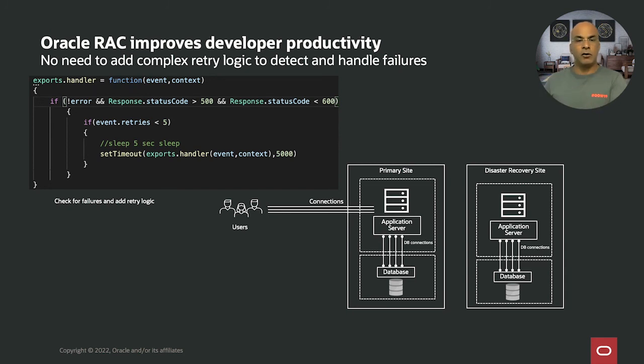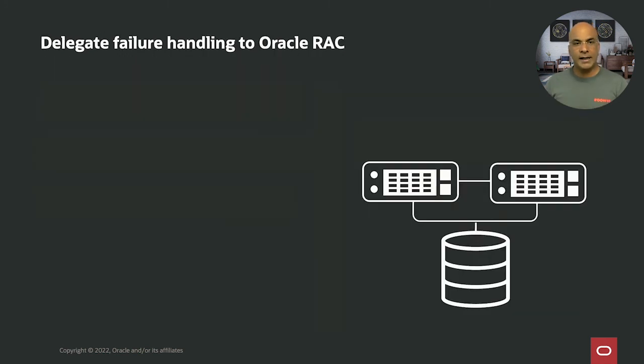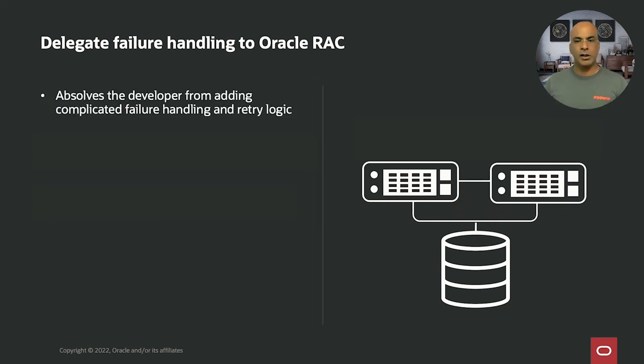So if you don't use RAC, you have to add this. This is why we say delegate the failure handling to RAC. Once you delegate it, we'll take care of it. It absolves a developer from adding complicated failure handling and retry logic. He or she doesn't have to do that.